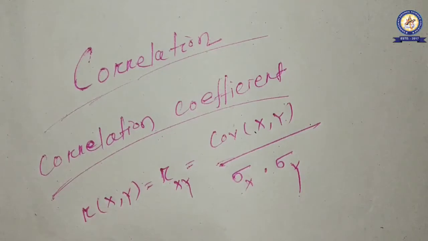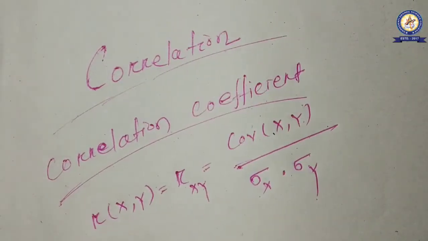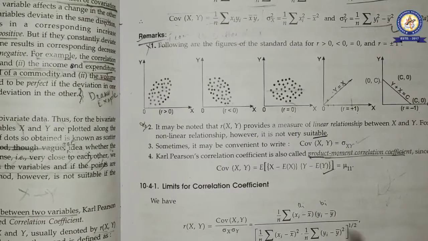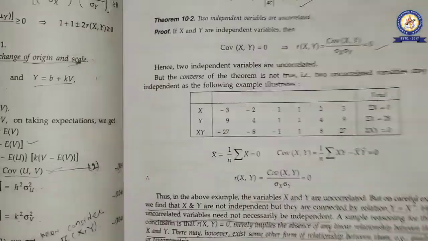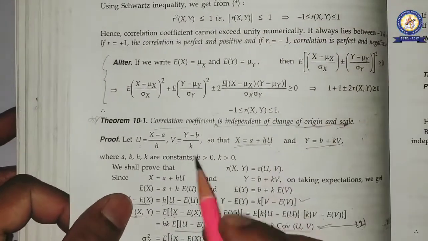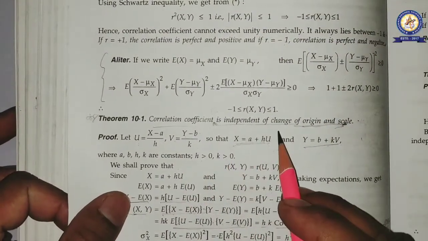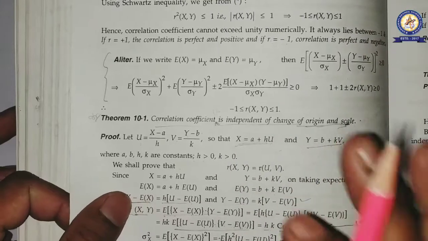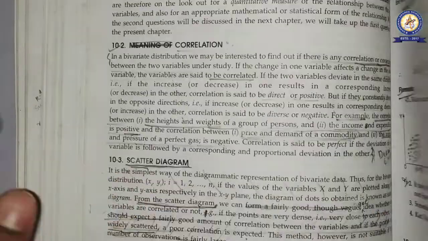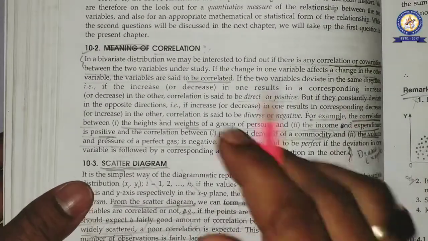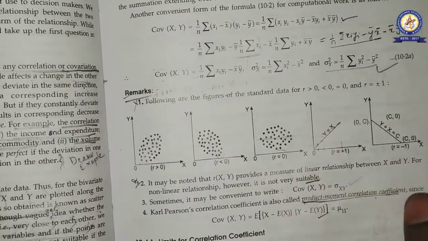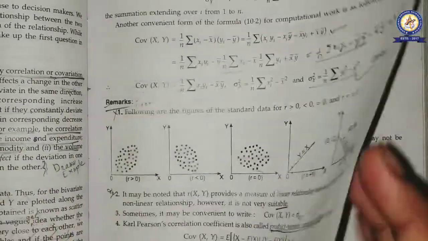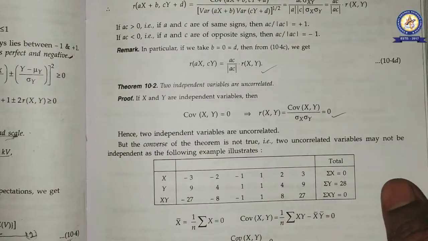For the past two classes, we have been discussing the correlation coefficient. In our last class, we discussed in detail the limits of correlation coefficient, and we proved a theorem that the correlation coefficient is independent of change of origin and scale. Before that, we discussed the introduction to correlation and the scatter diagram. I also told you in which way you have to maintain your notes for your exam point of view, right?